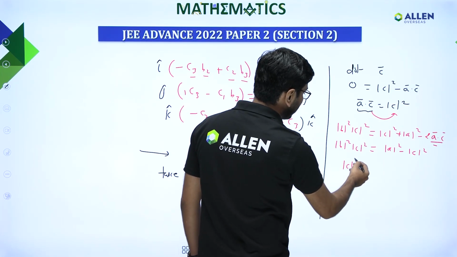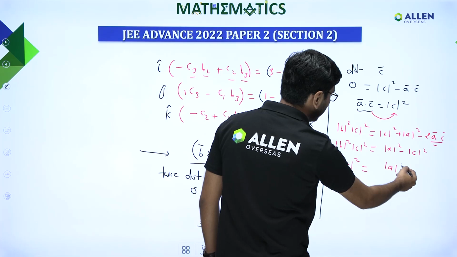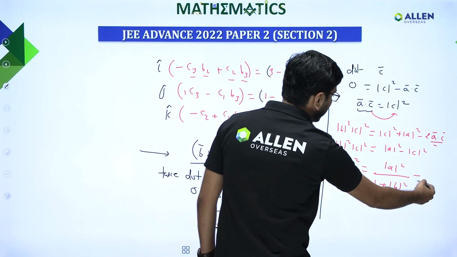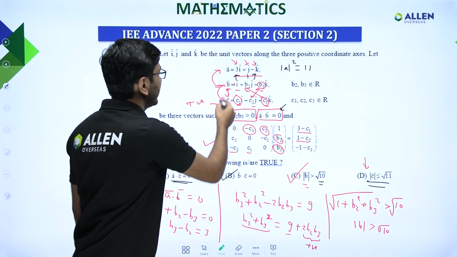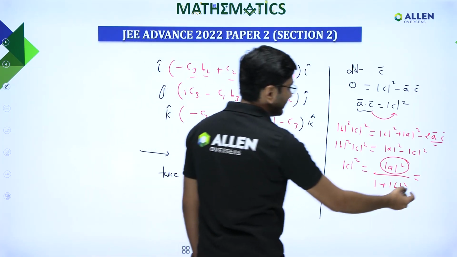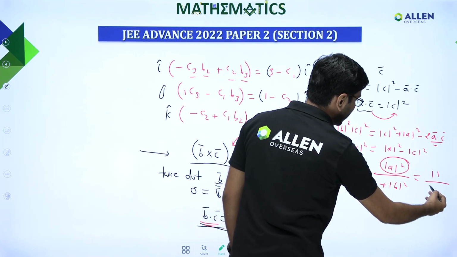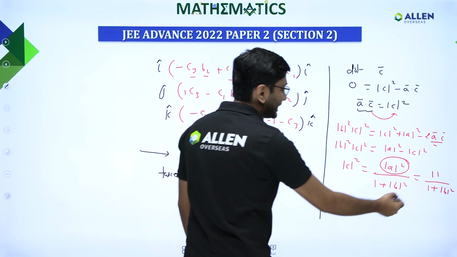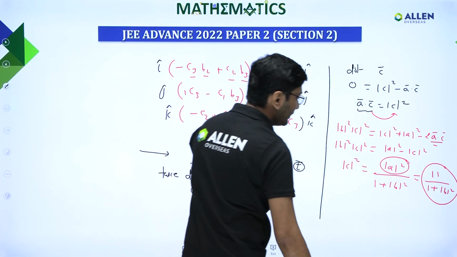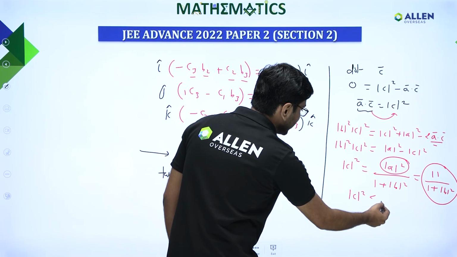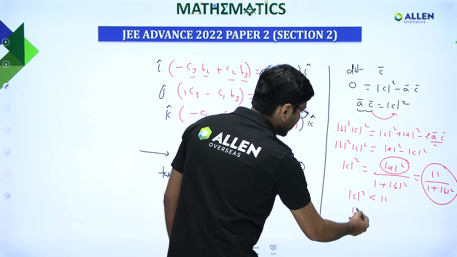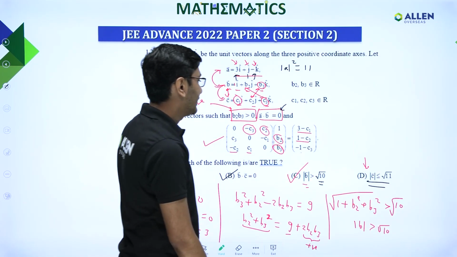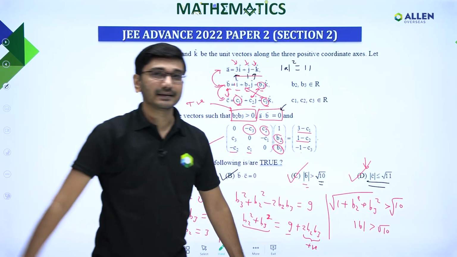If I further solve, I will get mod c square equal to mod a square divided by 1 plus mod b square. But mod a square value we already know because the coefficients of a are 3, 1, 1. So, I will get 11 as mod a square, and in the denominator we have 1 plus mod b square. So, the right side is always less than 11, which means mod c square is always less than 11. So, mod c will definitely be less than root 11. Definitely, option D is also correct for this question.